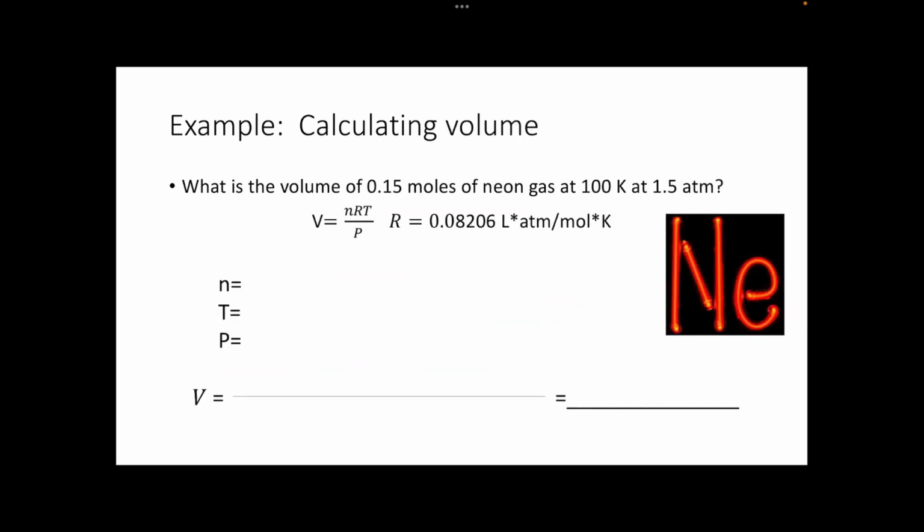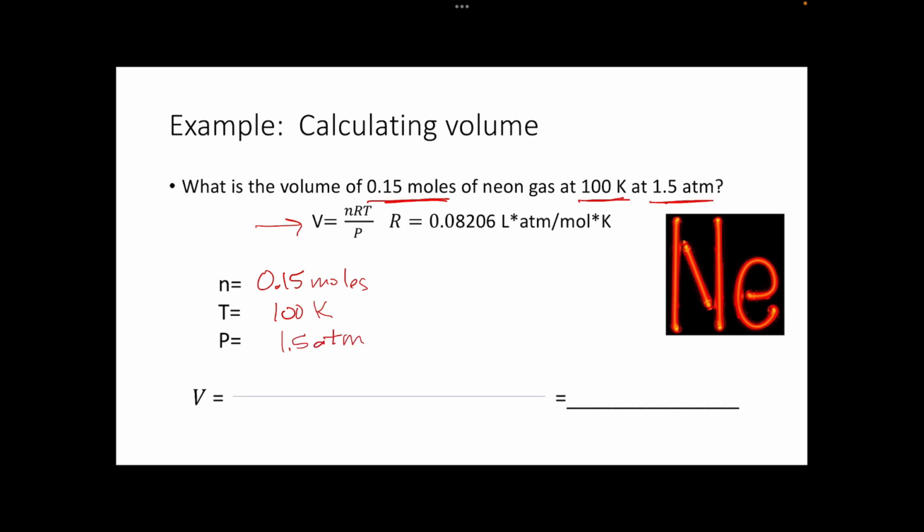Okay, so let's try now calculating volume. The expression for volume is nRT over P. Let's see what we have here. What is the volume of 0.15 moles of neon gas at 100 degrees K and 1.25 atmospheres? So the moles will be 0.15. The temperature is 100 K, and the pressure is 1.5 atmospheres.